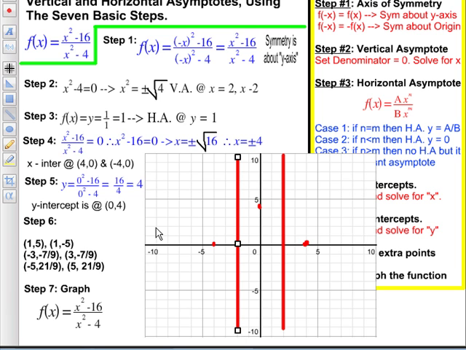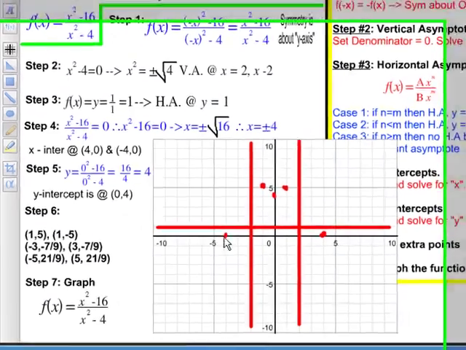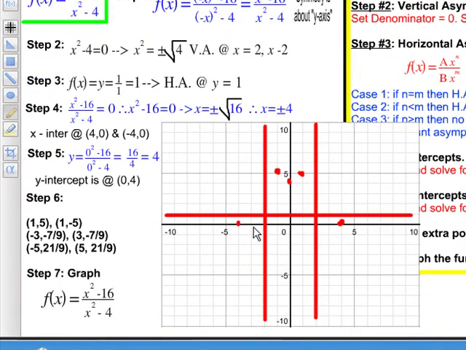And I'm going to plot our horizontal asymptote at y = 1. So that will go in this way. Okay, so we've done that. Next, I'm going to plot our extra points. I have -3, -7/9, which is probably going to be about here. And this other point at -5, 21/9 is probably going to be about here.